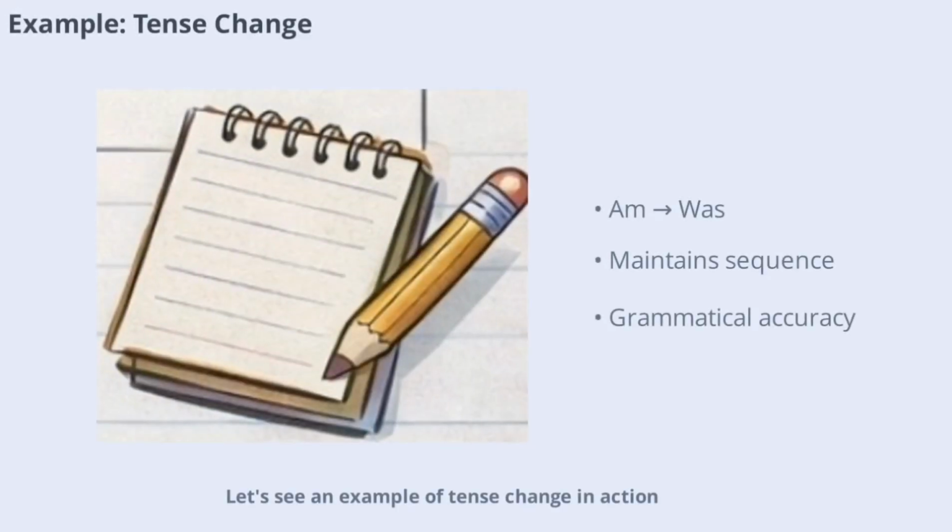See an example of tense change in action. The direct speech sentence "He said, I'm happy" becomes "He said that he was happy" in indirect speech. Notice how "am" changes to "was." This shift is essential for maintaining the correct sequence of tenses and ensuring your reported speech is grammatically accurate.